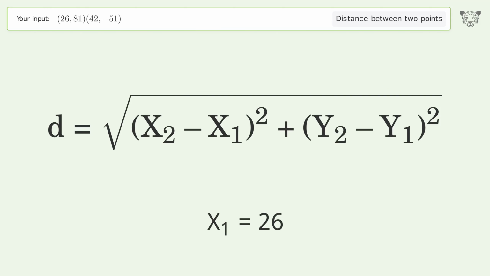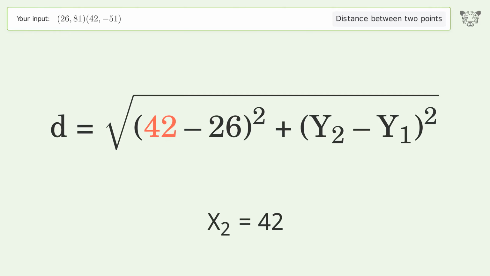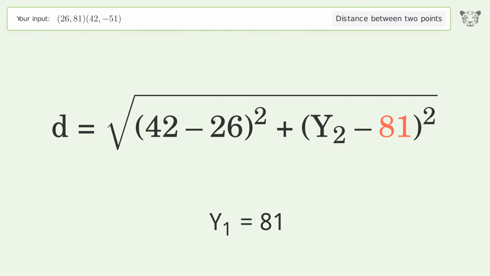x1 equals 26. x2 equals 42. y1 equals 81. y2 equals negative 51.